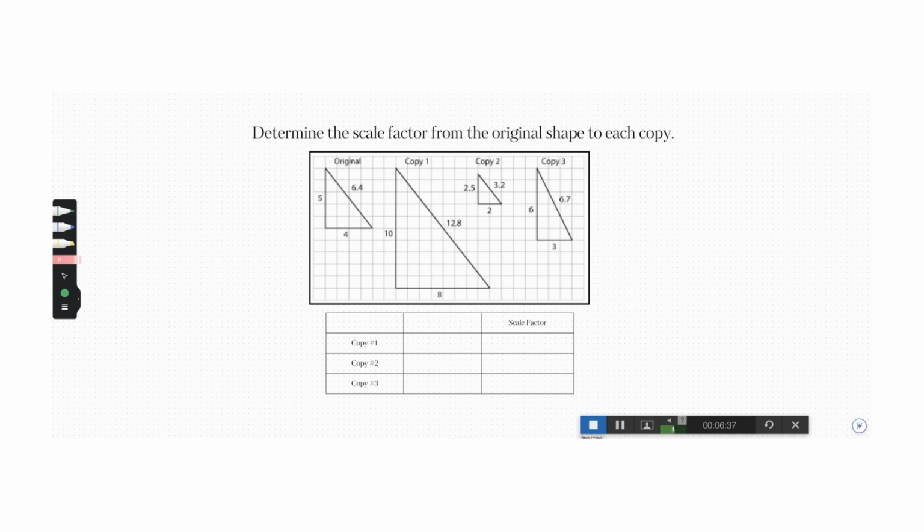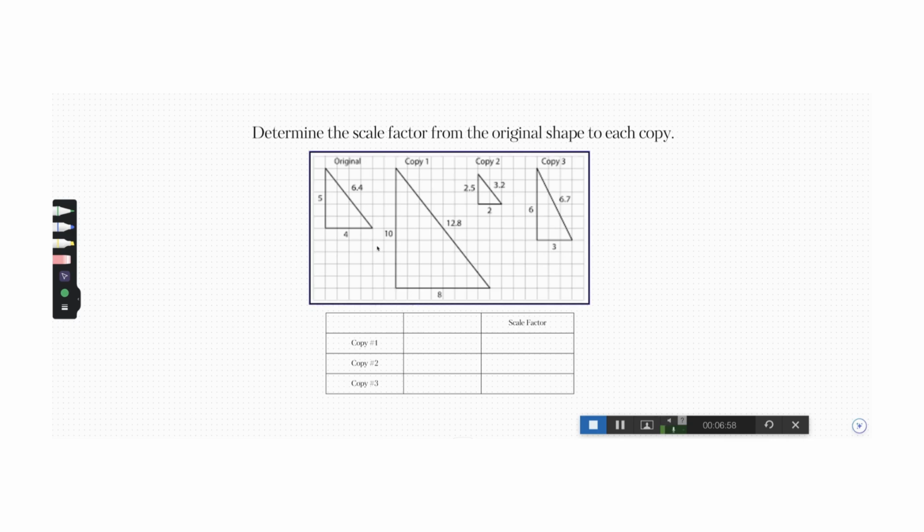All right, so let's try this one together. So it says determine the scale factor from the original shape to each copy. All right, so we have 3 problems in one. So here is our original shape, okay? And here's our 3 copies, copy 1, copy 2, and copy number 3, okay? So again, what you have to do is locate the corresponding sides, okay?